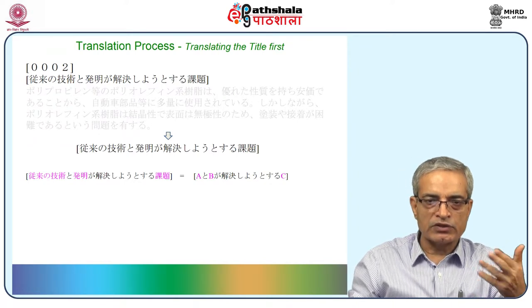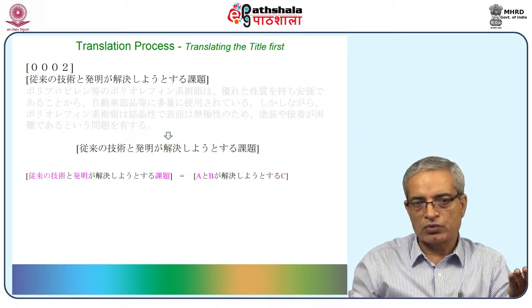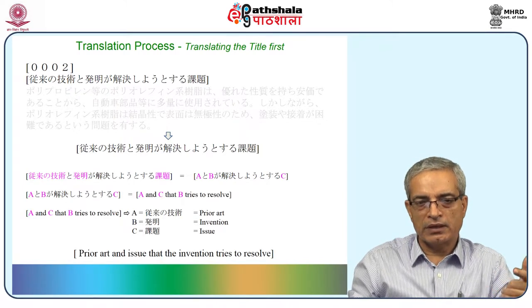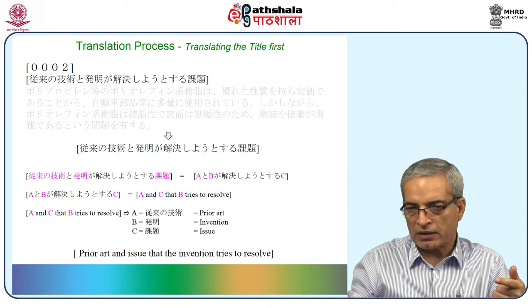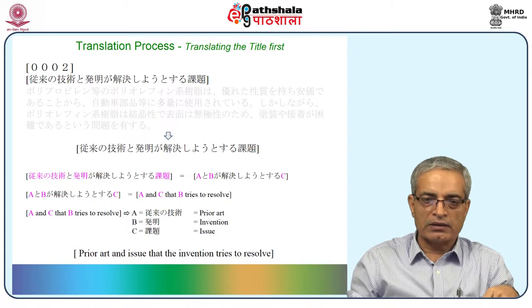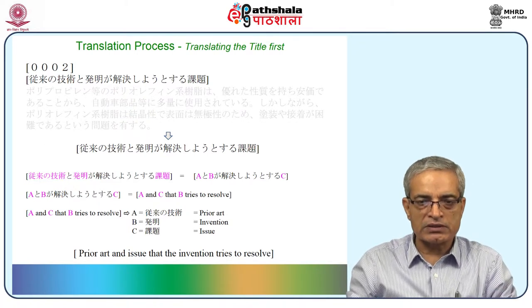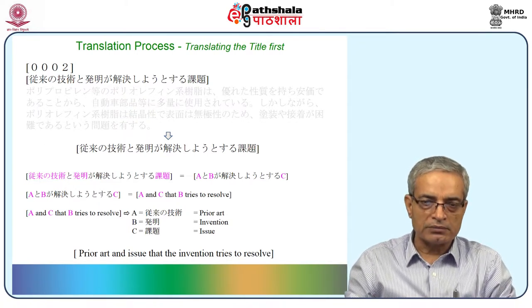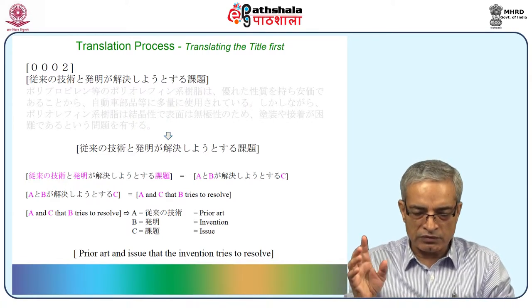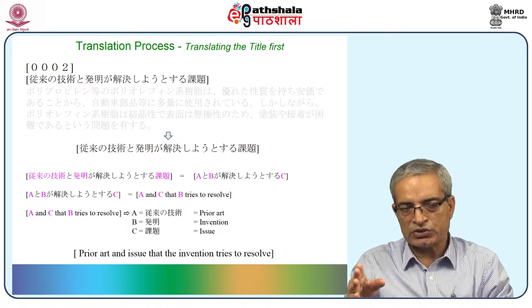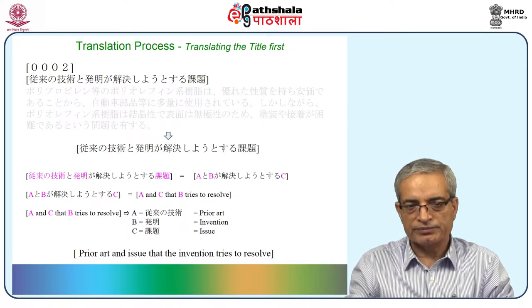This is the first one I have just explained. So juurai no gijutsu to hatsumei can be replaced, kaiketsu shiyou to suru kadai again can be replaced. So A to B ga kaiketsu shiyou to suru C, that is A and C that B tries to resolve. A was juurai no gijutsu, which is prior art basically, and B is hatsumei, that is invention, and C is kadai. The prior art and issue that the invention tries to resolve, this is not very good, but as such the translation comes like this.